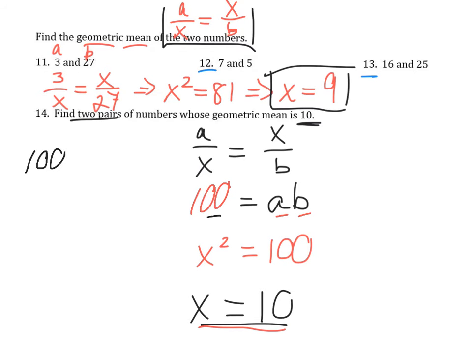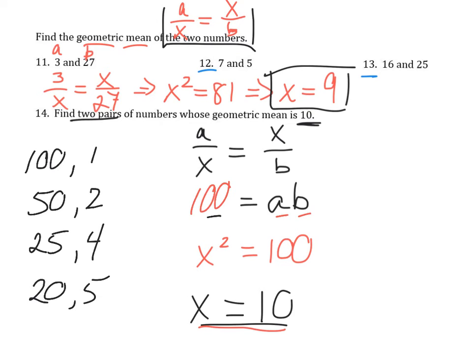So you could do 100 and 1 if you wanted to. You could do 50 and 2. You could do 25 and 4. All right, multiple different choices. They really only asked for two pairs, though.